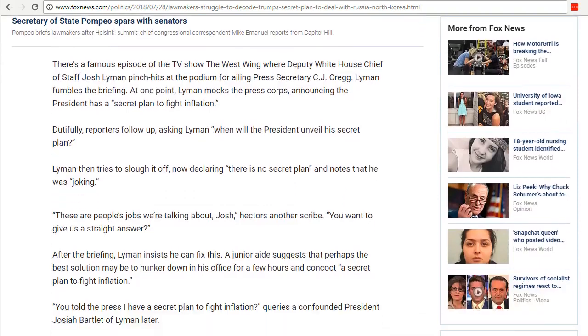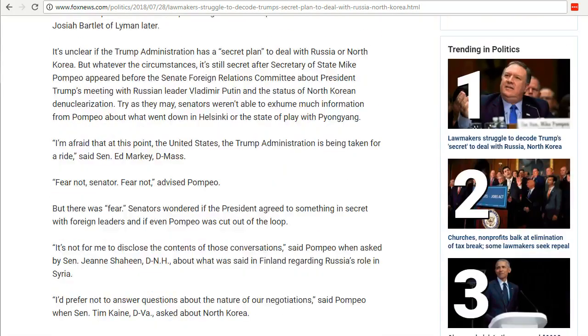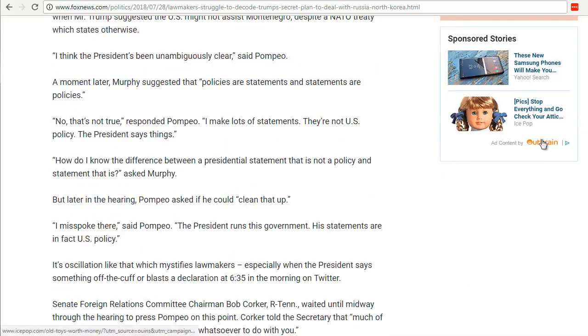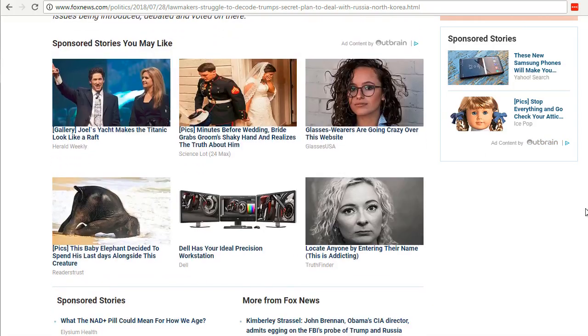Now, due to FTC rules, they have to say advertisement on them or even sponsored ads. So if you scroll down to the bottom here, you're going to see stuff like sponsored stories by Outbrain. So Outbrain is one of them. Taboola is another one. That's Taboola. These are basically sites that showcase advertorials. So if you scroll down, you're going to see stuff like sponsored stories you may like, ad content by Outbrain.